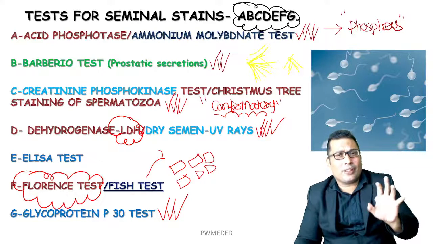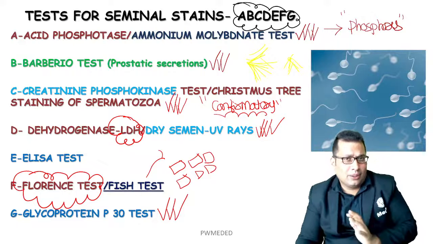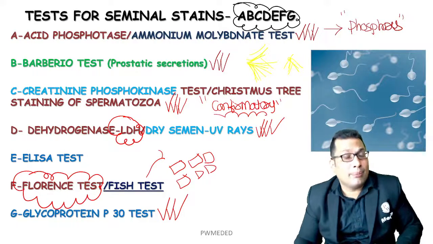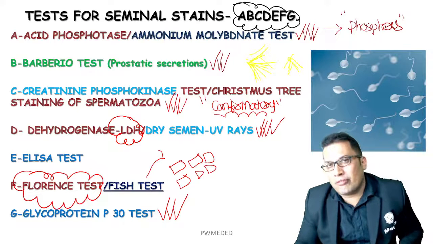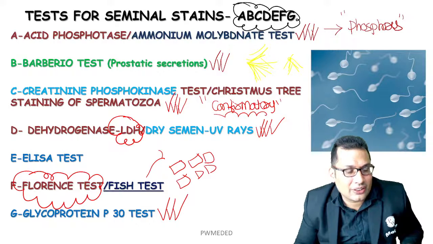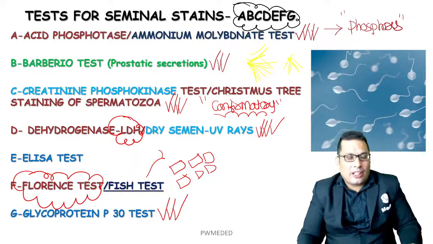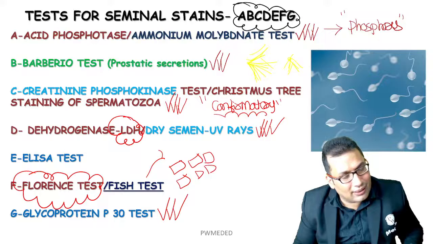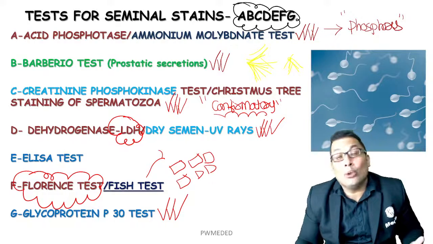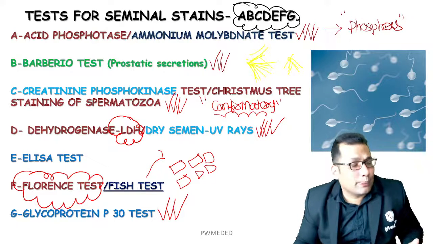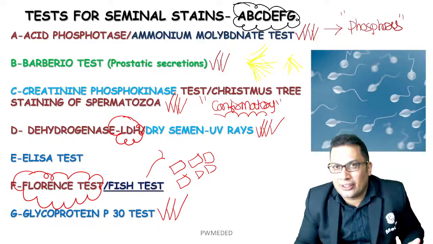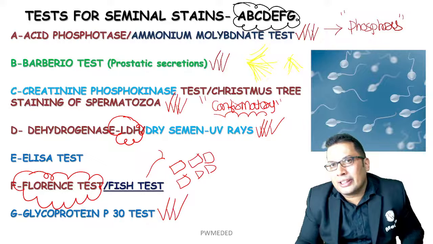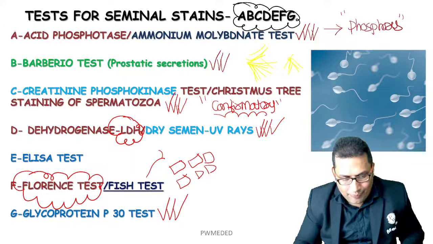So this is a topic very commonly asked in your exam, ABCDEFGH. Remember, there can be many MCQs. Barberio test, what is the finding? Yellow needle-shaped crystals. Florence test, what is the finding? Brown rhombic crystals. Most specific enzyme, lactate dehydrogenase. Most confirmatory, spermatic head of spermatozoa on Christmas tree stain. So blood stain and seminal stain are very commonly asked topics in your exam.